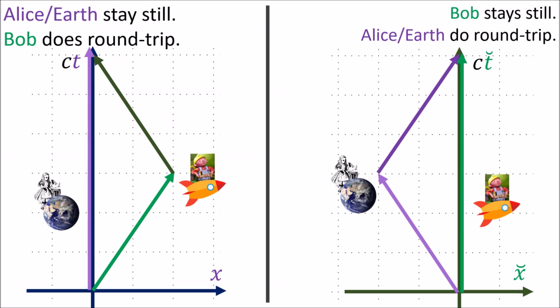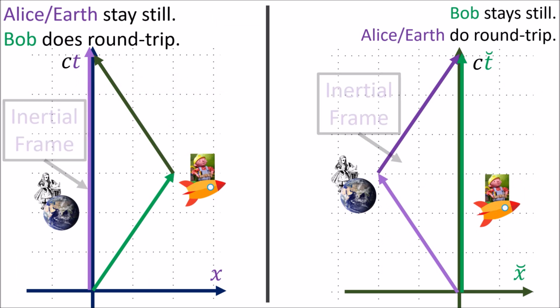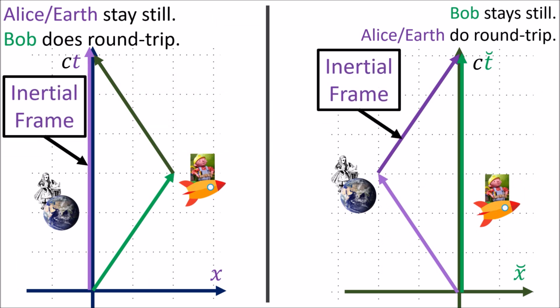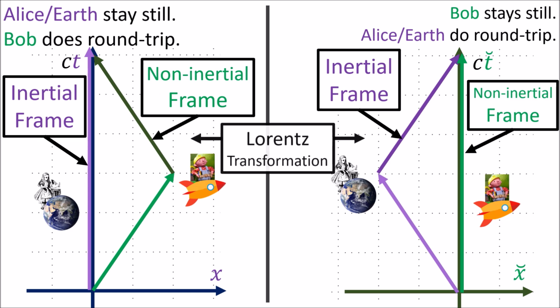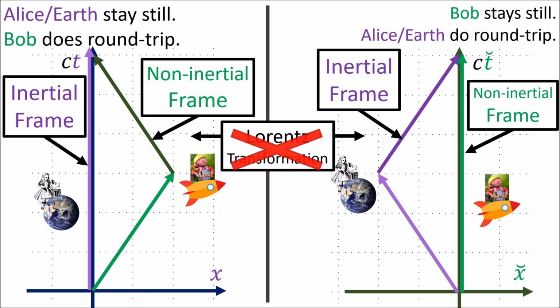So the resolution of the twin paradox is that if Alice's frame is inertial, then Bob's frame must be not inertial. And these are fundamentally different in special relativity because we cannot make Bob's world line look like Alice's using a Lorentz transformation. It's perfectly fine that Bob's clock measures less time than Alice's.